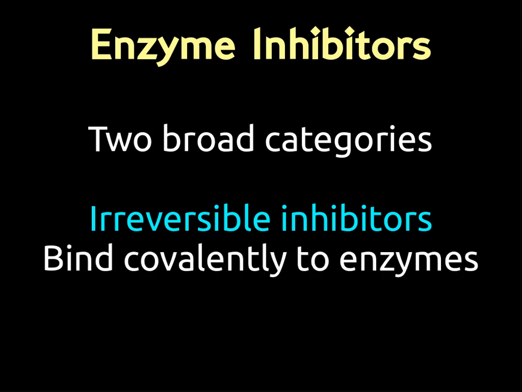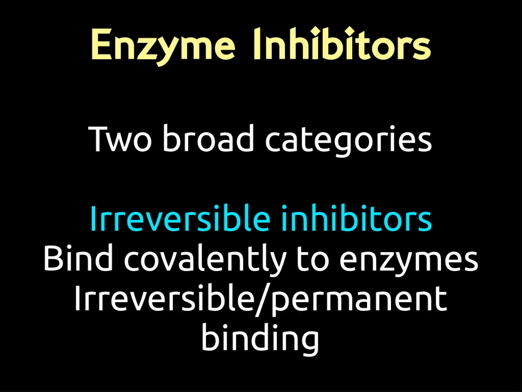And irreversible inhibitors bind covalently to enzymes. So they are binding very tightly to these enzymes, and this binding is going to be irreversible or permanent. So with an irreversible inhibitor, that enzyme is done for. The only thing that you can do with that enzyme is now degrade it and recycle it, and it's toast.